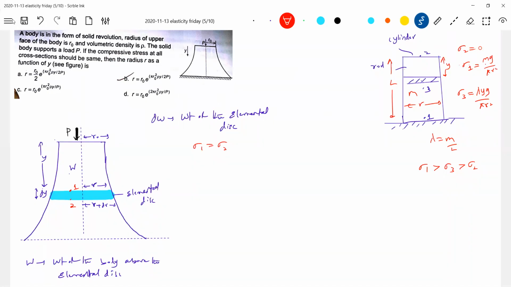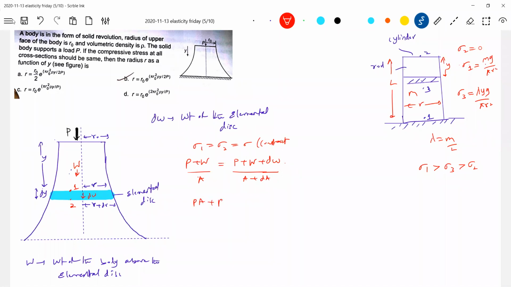What is the stress at 1? What are the things that will act? P plus W by A. And at 2, P plus W plus dW, where dW is the weight of the elemental disk, by A plus dA. All of this should be equal to a constant. Okay, no need to write. Keep it here now. Let's simplify.